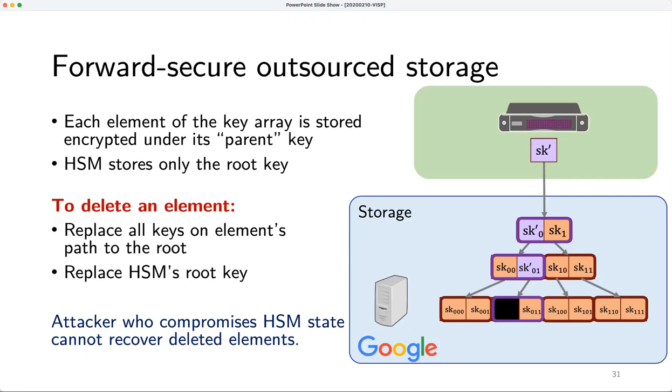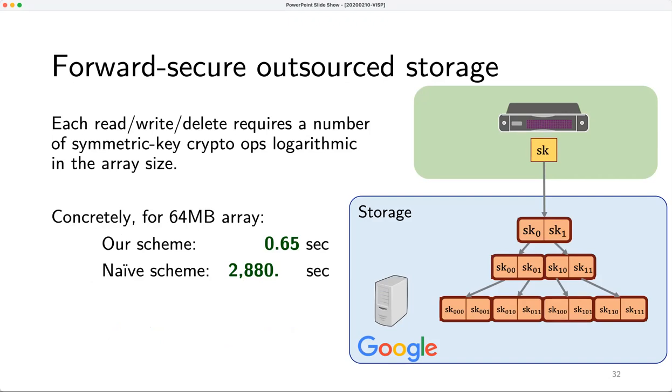I guess the other property that's important for us is that this is relatively fast. So each read and write to this tree data structure only requires logarithmically many operations in the size of this array that's outsourced. So this scheme for our key size, which is 64 megabytes, takes like half a second, even with these slow HSMs, versus if you were to read in and re-encrypt this entire array, which is the naive way to do it, would take something like 40 minutes. So it's a huge speed up using this tree data structure to outsource the storage of the secret key.